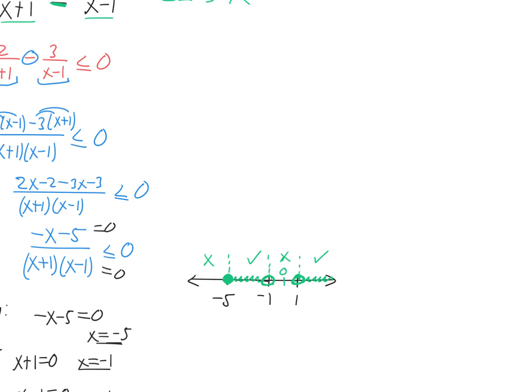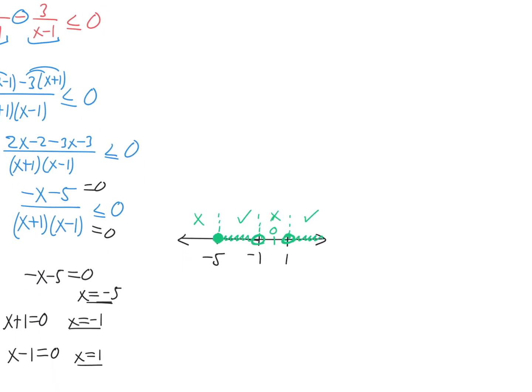Because that's going to make it undefined, right? It doesn't make it 0. It doesn't get you a true statement. It gets you undefined. Right, so then I get this as my answer as a graph. And then in interval notation going from left to right, it's going to be negative 5, comma, negative 1, parentheses, union, 1 with the parentheses, comma, infinity.